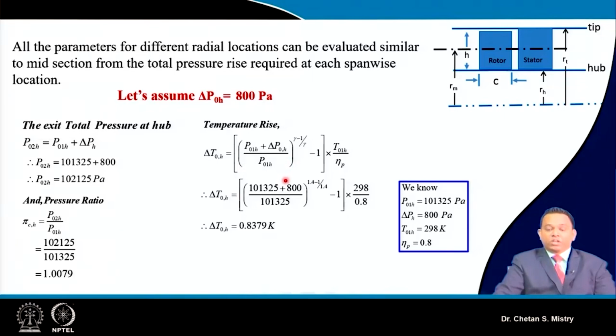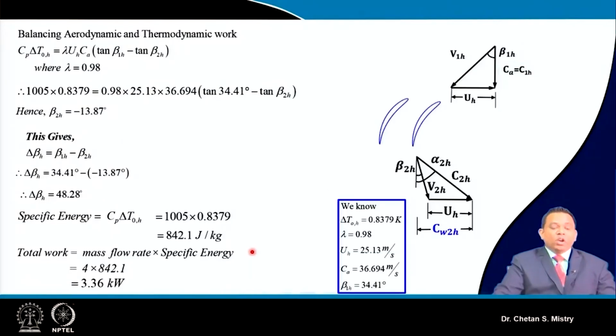our fundamental equation. Since our efficiency is given as 80%, we can write down this number. Say we are assuming our T01 at the hub to be 298 only. So that's giving my delta T0 at the hub as 0.83. Okay, now once this is known to us, we can do our calculation for the blade angle, or we can say the relative flow angle at the exit of our rotor.